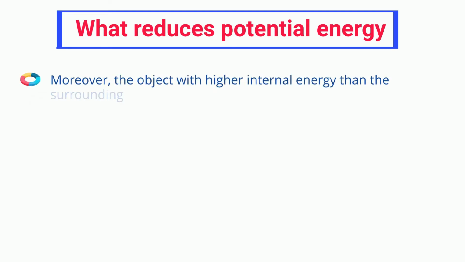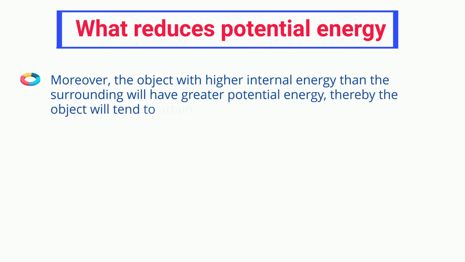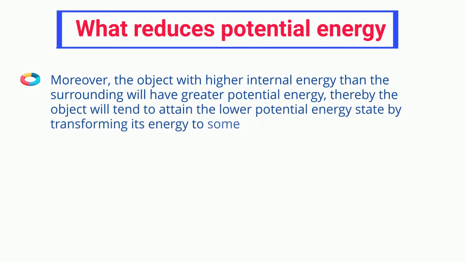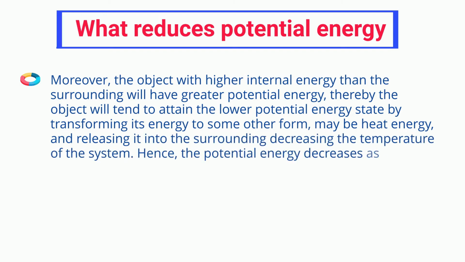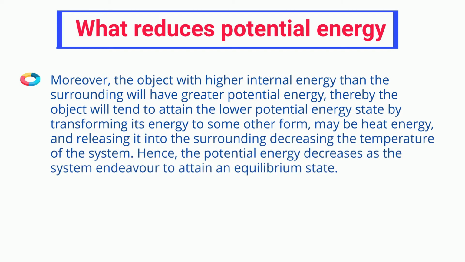Moreover, an object with higher internal energy than the surroundings will have greater potential energy, thereby the object will tend to attain the lower potential energy state by transforming its energy to some other form, maybe heat energy, and releasing it into the surroundings, decreasing the temperature of the system. Hence, the potential energy decreases as the system endeavors to attain an equilibrium state.